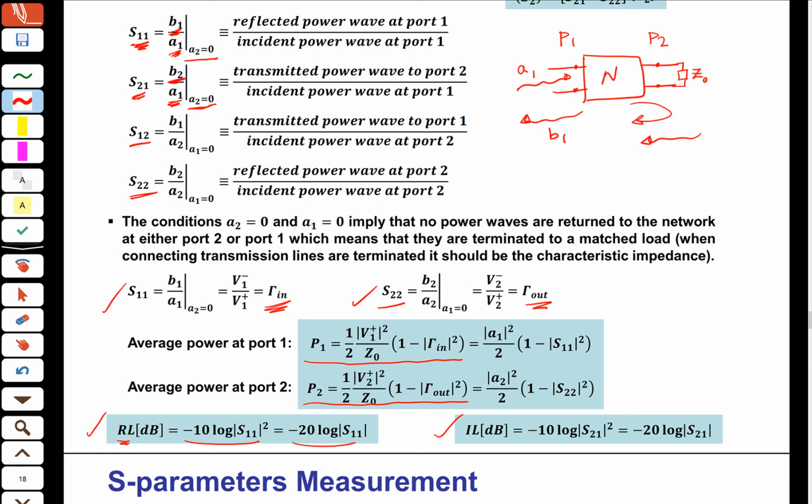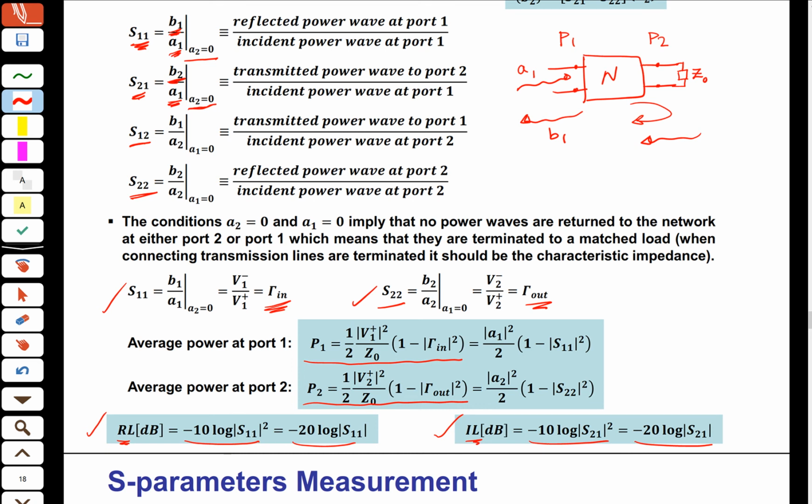So the insertion loss is how much power that we transmit from port 1 and we receive at port 2. I mean, how much power that we cannot receive. 1 minus that. And return loss, how much power that we transmit and it's reflected back.